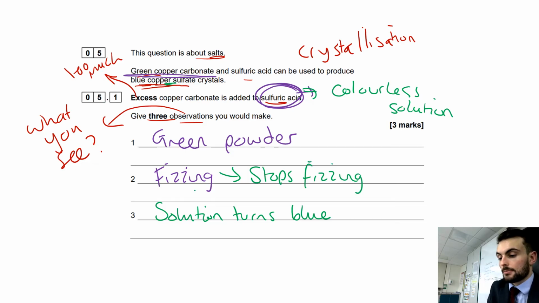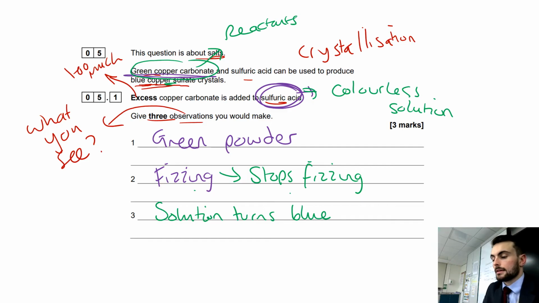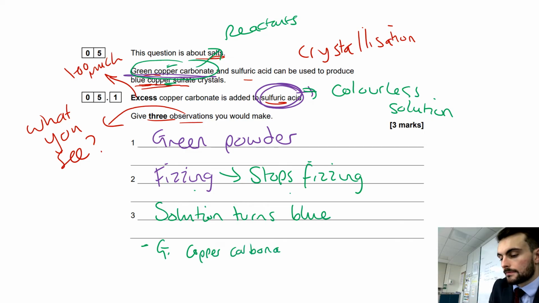So they're 2 separate points that you could get for marks. We could also say, if we've got our reactants, so these are our reactants, what happens if we leave it long enough and they've fizzed and the acid has reacted, where have these gone? They've disappeared. So we can say the green copper carbonate crystals disappear.